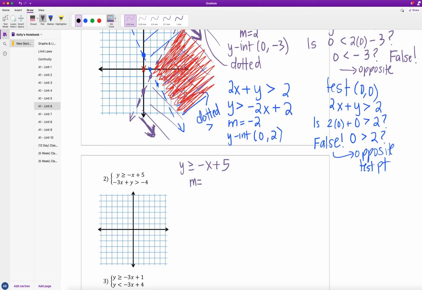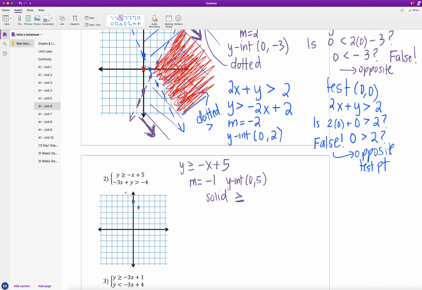So I am in slope-intercept form, so I can see that my slope is negative 1, and my y-intercept is going to be at 0, 5. We have a solid line this time since I have the equal to bar there. So I have that greater than or equal to. So we will start at 0, 5, put our point there, and from here I'll move down 1 and to the right 1 since my slope is negative. I'm going to go ahead and insert our straight line for us so that we can see it since it will be a solid line.